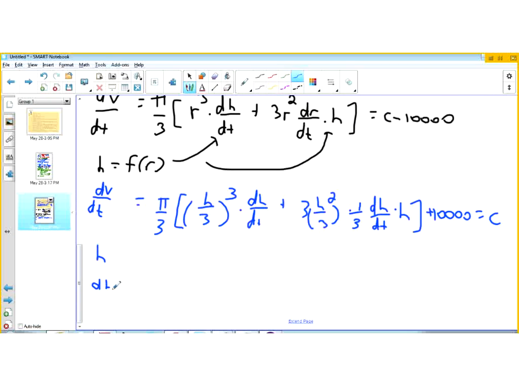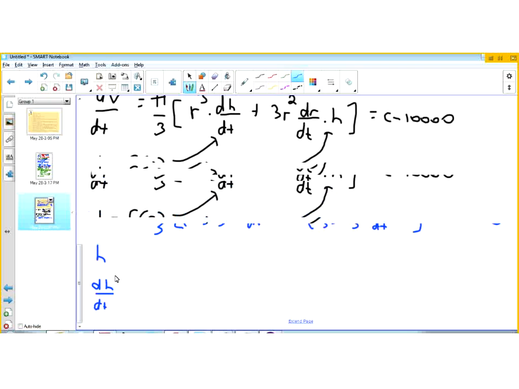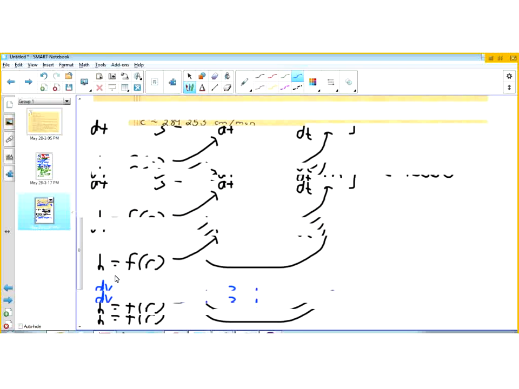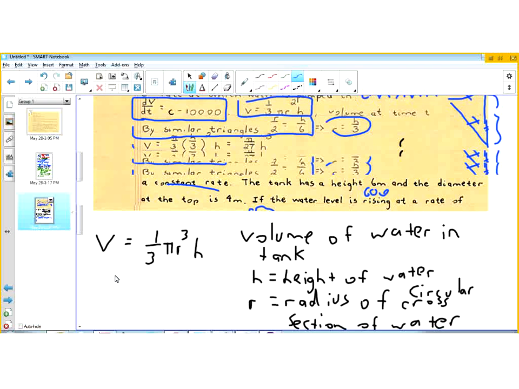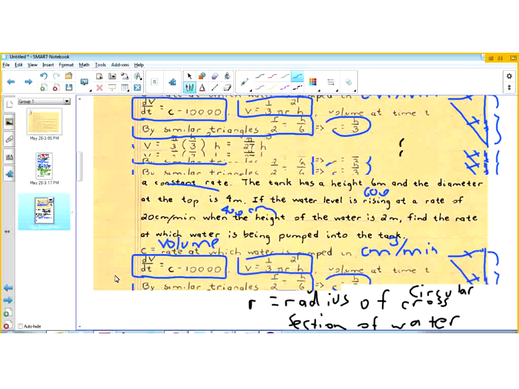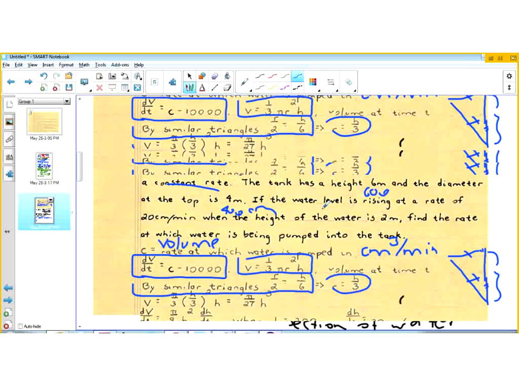Okay, so we need a value for H, and we need a value for dH over dt. So we need these two quantities. Let's see where we go in the problem to find them.